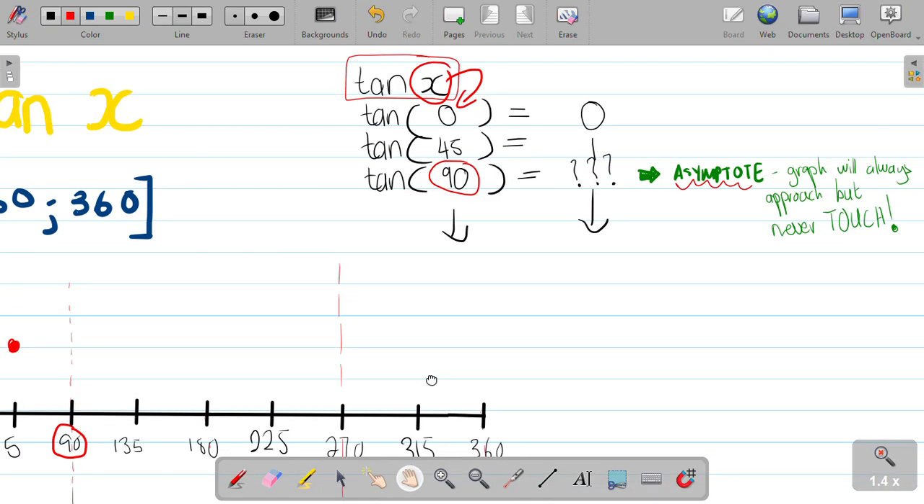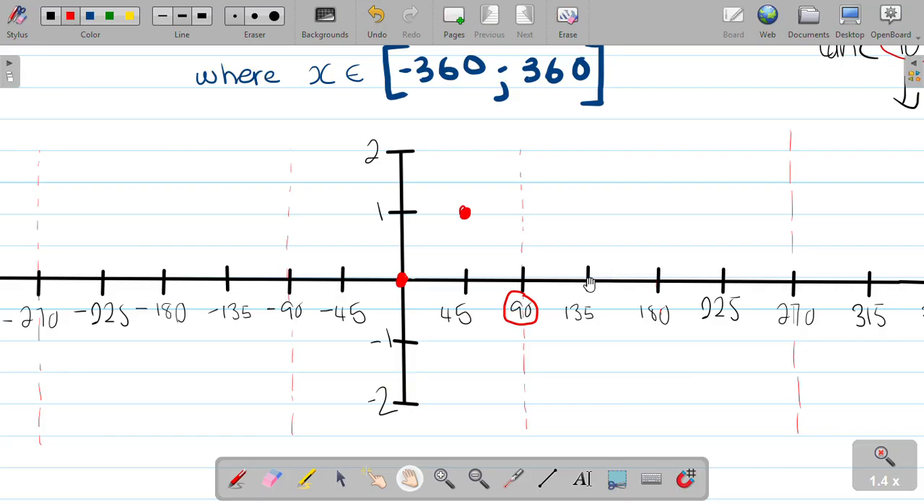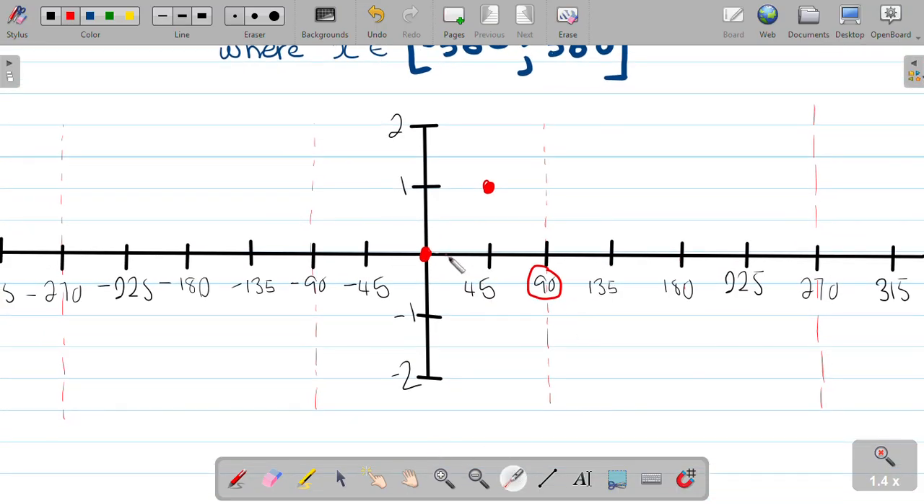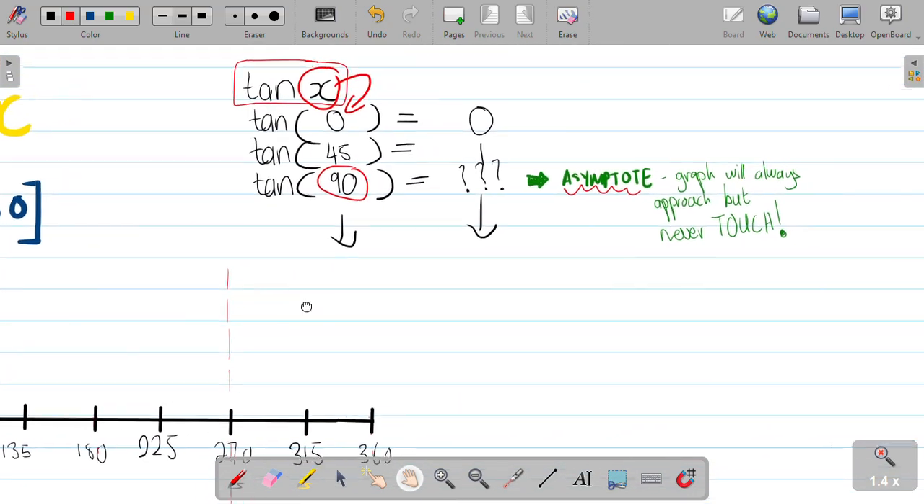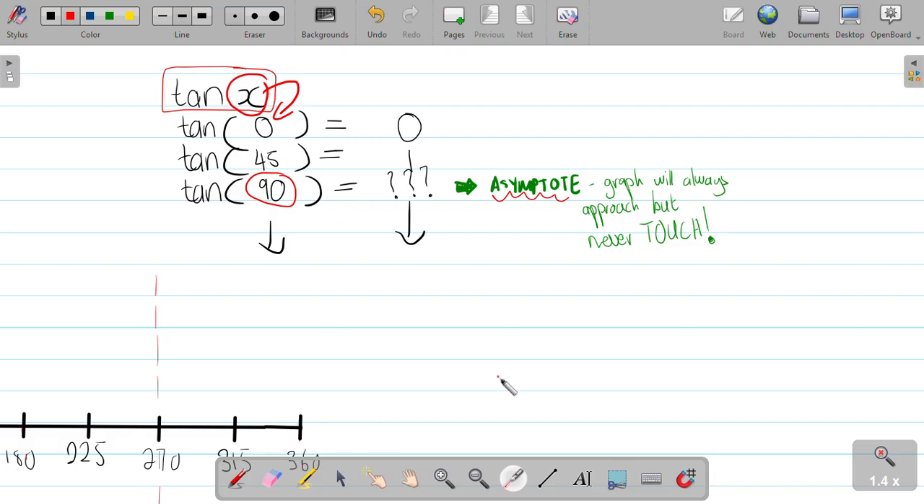Why that happens is because your standard tan graph will always approach this 90-degree mark. However, it will never ever touch or cross it. I like using the word touch. It will never touch the 90-degree mark. That is what we call an asymptote. So the 90-degree mark is an asymptote. It's where the graph will always approach but never touch this point over here.